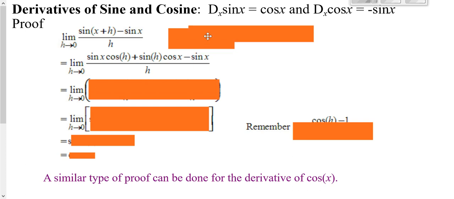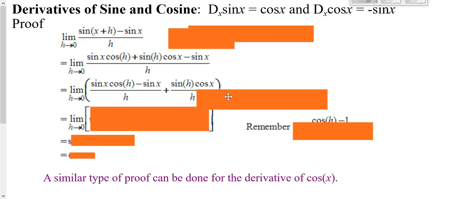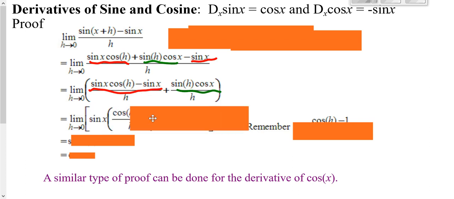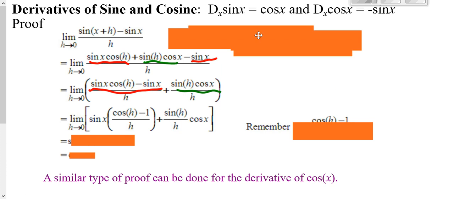So here we're going to go ahead and rearrange this a little bit. Basically, we're taking this with this, putting it together, and we're taking this and putting it down here. So the two red things are going here. Now, that's going to help. When we look at the red, we could go ahead and factor out a sine x, and we're left with a cosine h minus 1 over h.